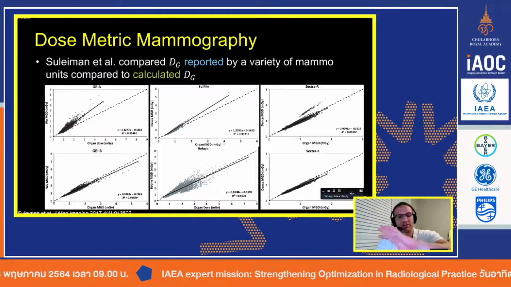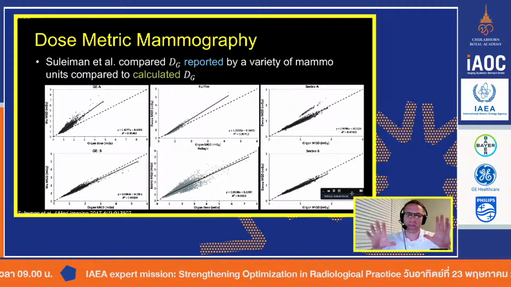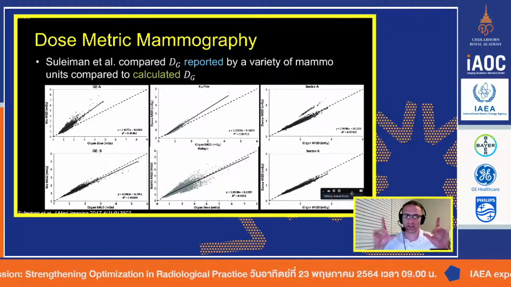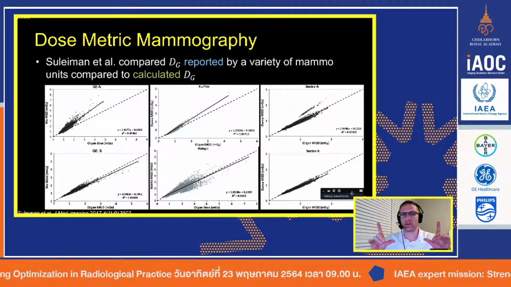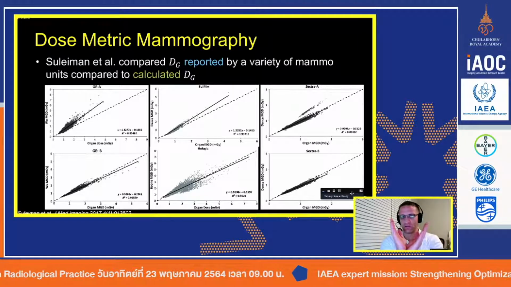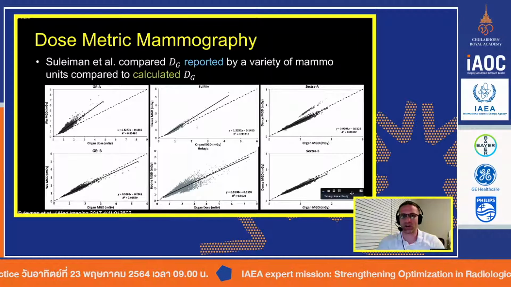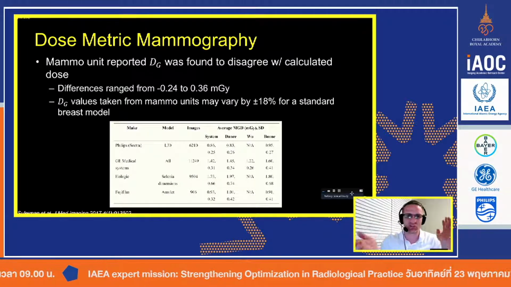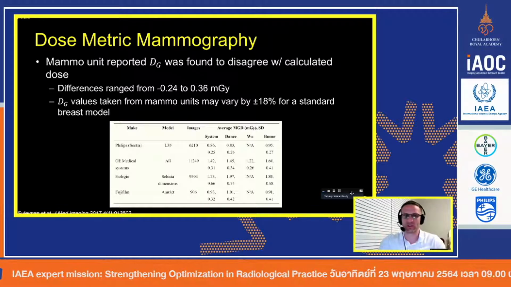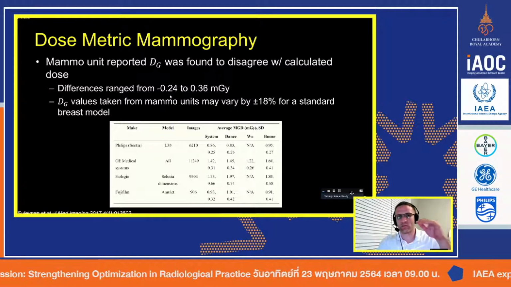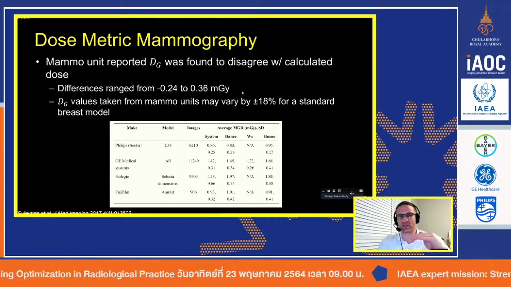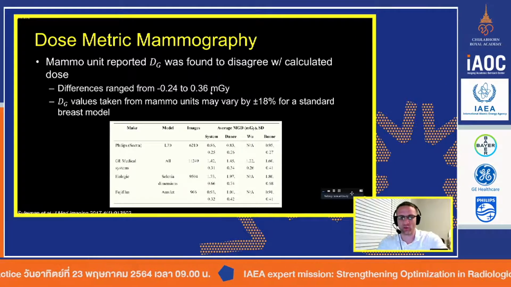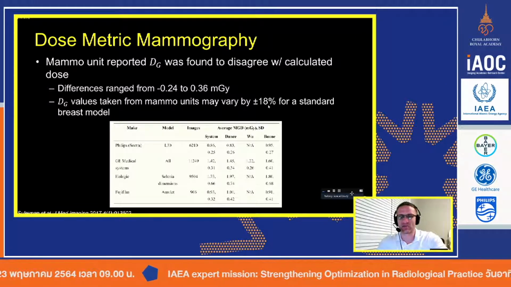So what you see here, just take a big step back and look at this. Every machine reports the dose slightly differently. Every machine has a different accuracy, and every machine has a different precision. So that's just a big picture here. When you look at all of this together, Solomon reported that there is a range, a difference in reported doses, anywhere from 24.24 milligrays underrepresented or underreported to 0.36 milligrays overrepresented or overreported, which is about an 18% spread.